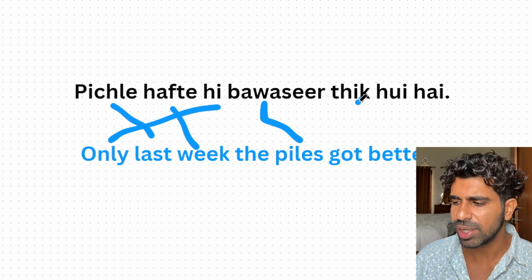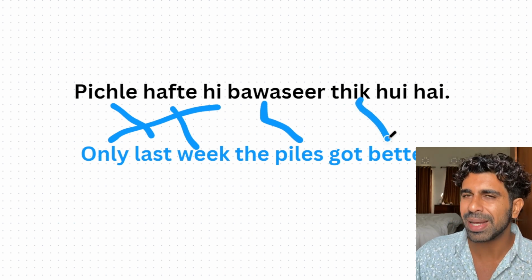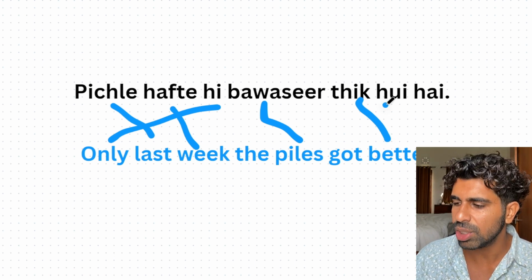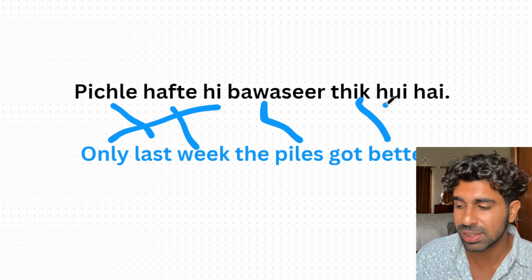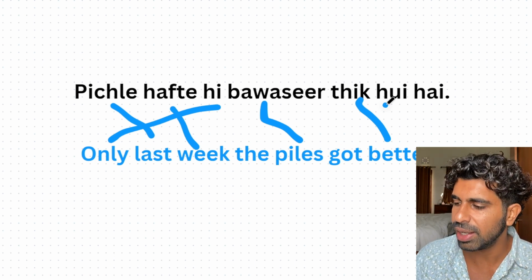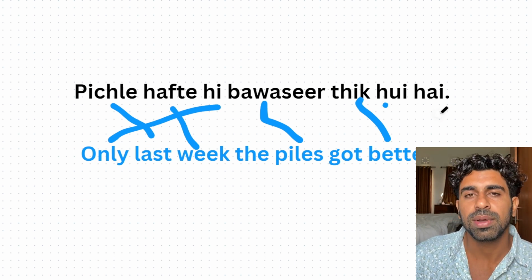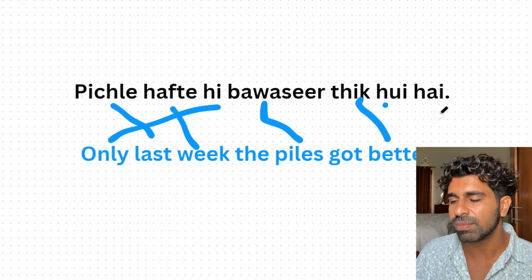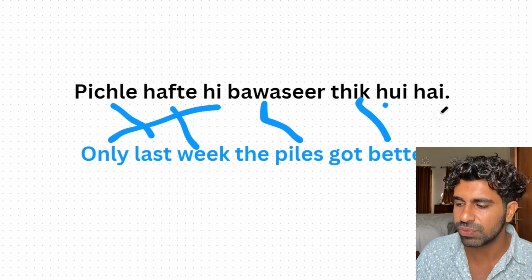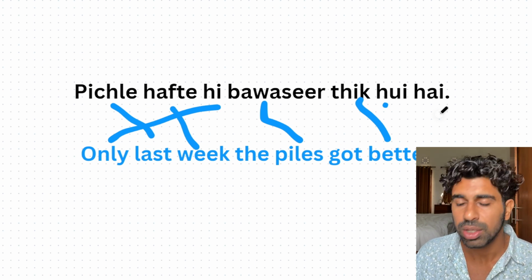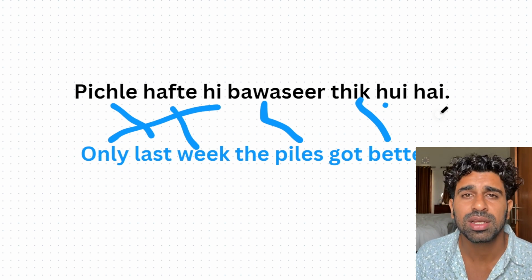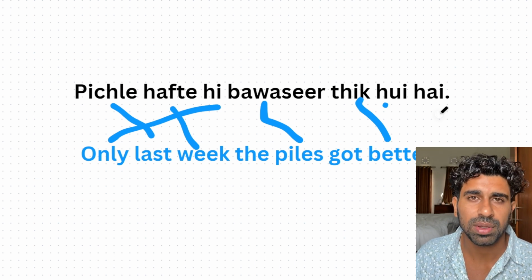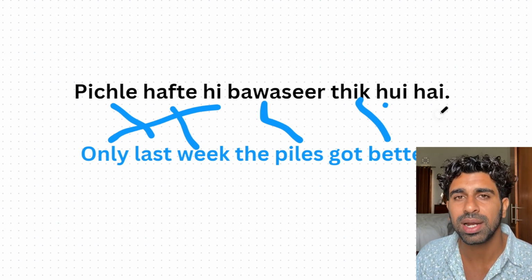Theek, this you might know. Here it means better, but theek actually in Hindi means okay. And then hui, happened, or in this case got, and then hai works as the helping verb at the end of the sentence. So only last week my bawasir got better, or only last week the piles got better. You could even give another example saying, only last year I got a car. पिछले साल ही मैं गाड़ी लिया था.